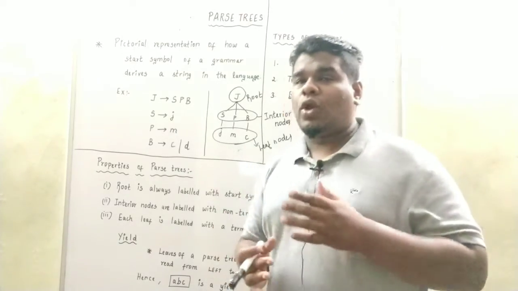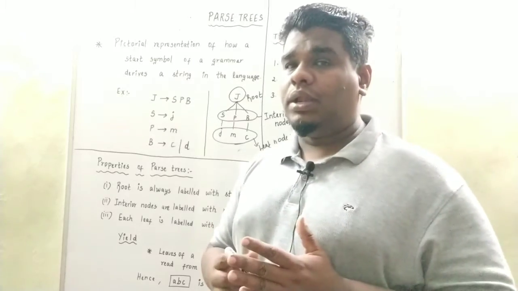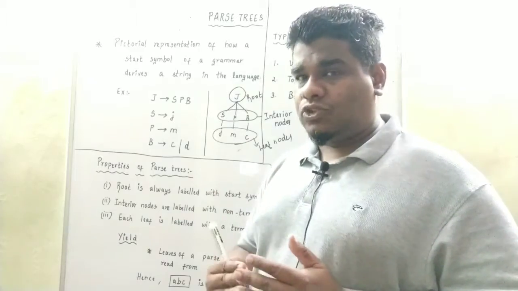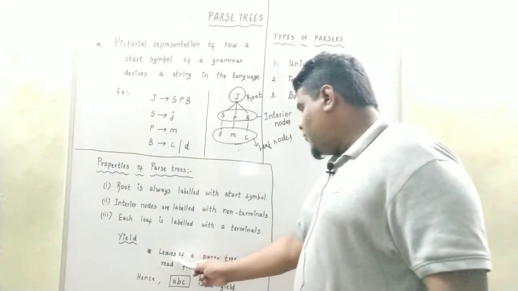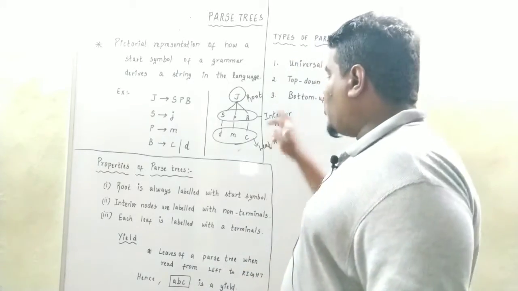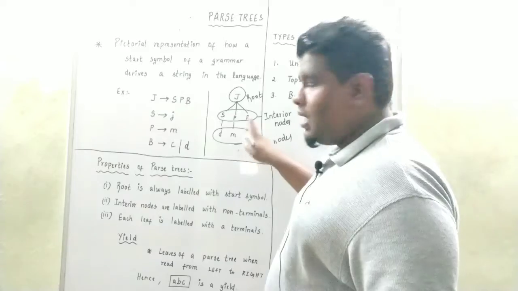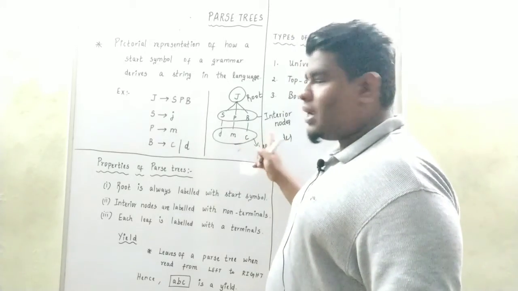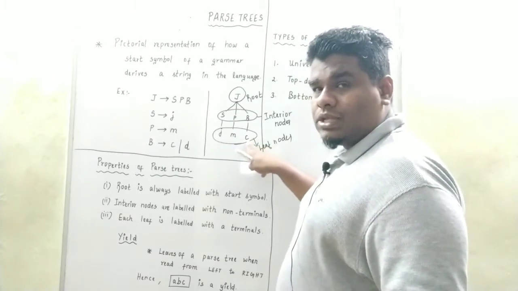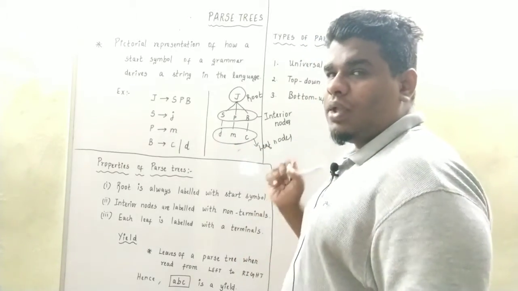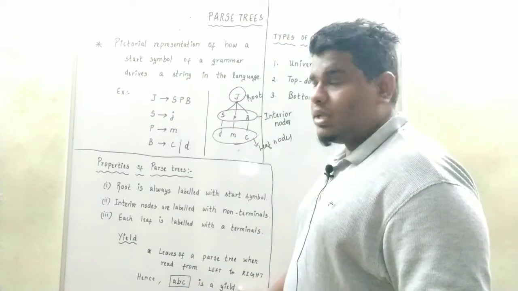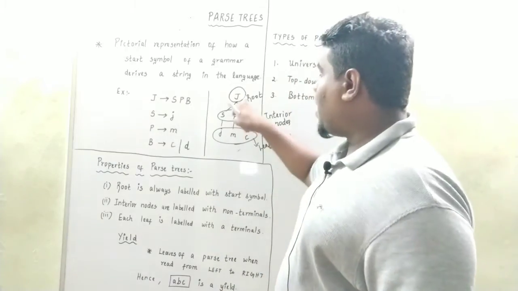And another important concept which you might not have heard of is the yield. So what is the yield in a parse tree? Yield is nothing but the leaves of a parse tree when read from left to right. See, this is the leaf part, right? When I read from left hand side to right hand side, that is J followed by M and C. So this is called the yield of a parse tree. Alright. So hence JMC is the yield of a parse tree.